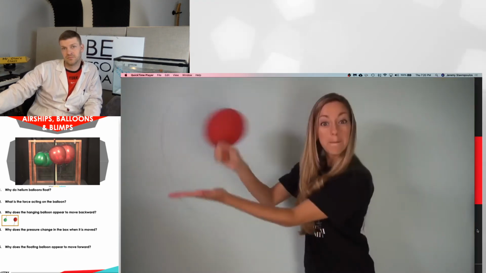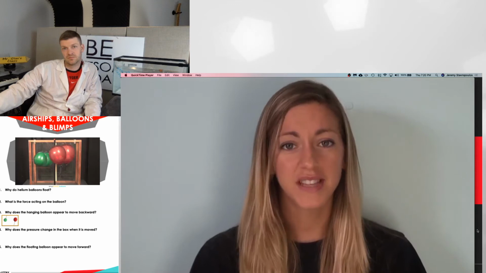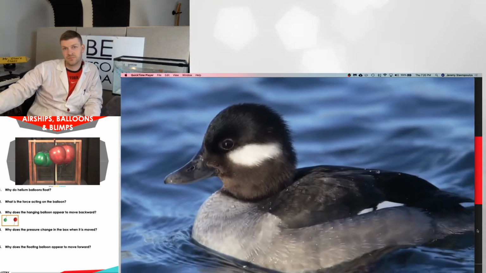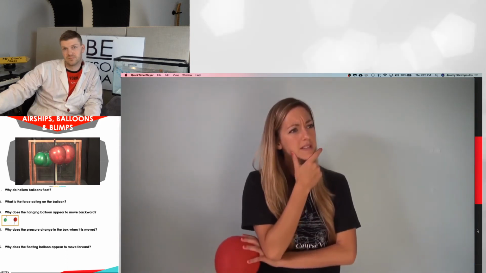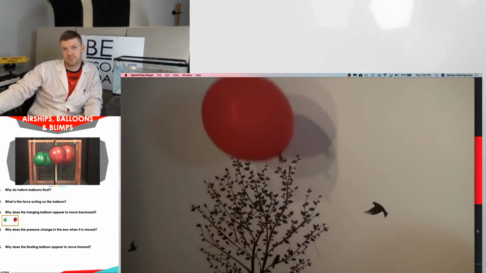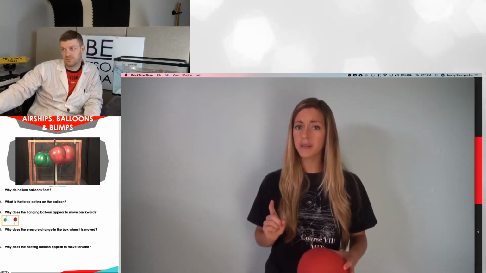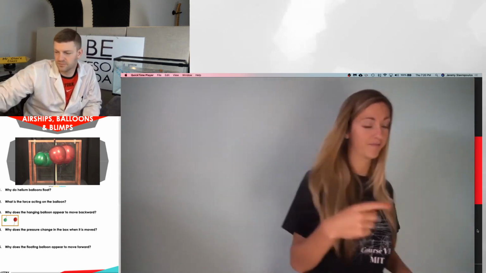I actually don't know. I'm not sure. The buoyancy force. Bingo! The buoyancy force. The same force responsible for keeping boats from sinking and duckies from drowning. But how exactly does buoyancy cause helium balloons to move upward? Let's head over to the physics department at MIT to do a little experimentation to find out.